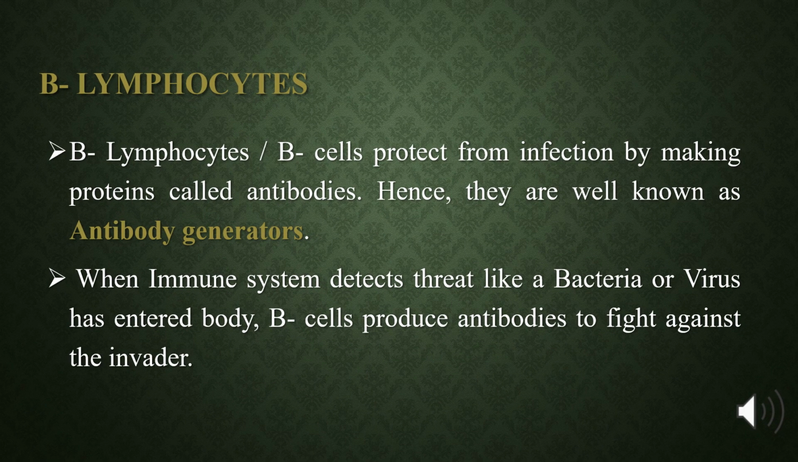B lymphocytes or B cells protect from infection by making antibodies. Antibodies are protein in nature. Due to the production of antibodies, they are well known as antibody generators. When immune system detects threat like bacteria or virus entering the body, they produce antibodies to fight such invaders.